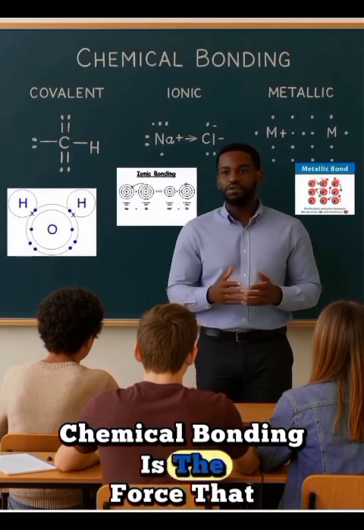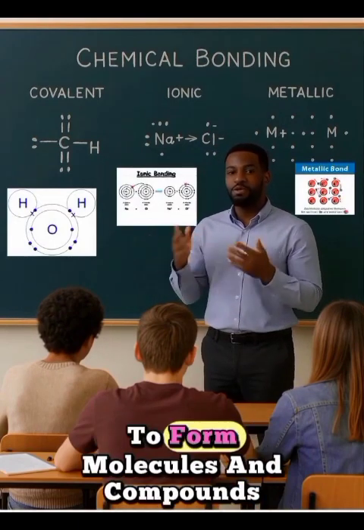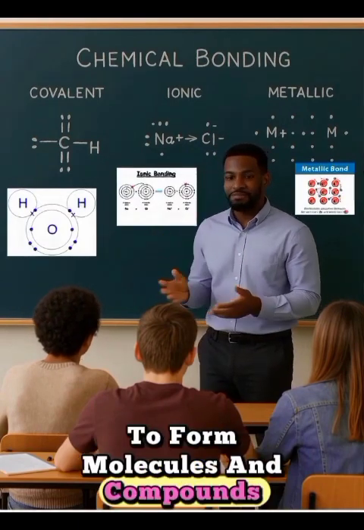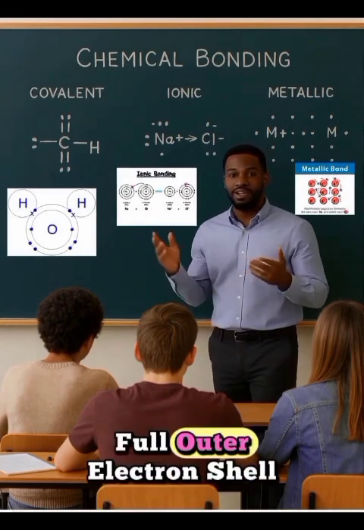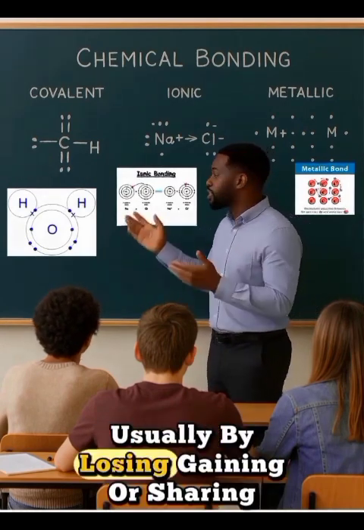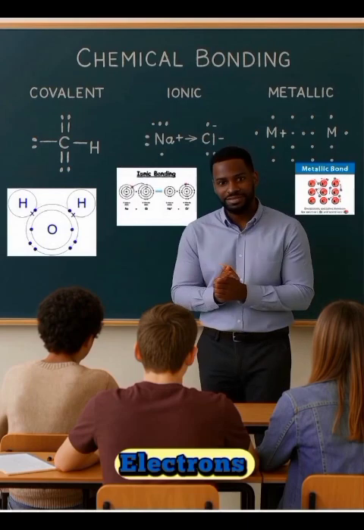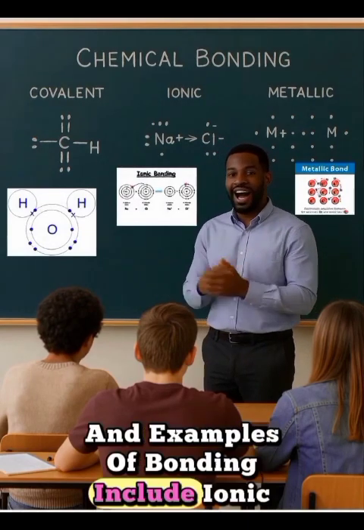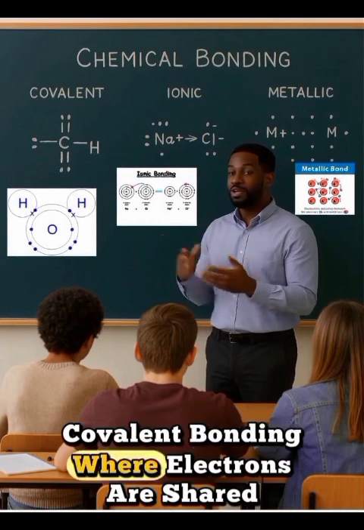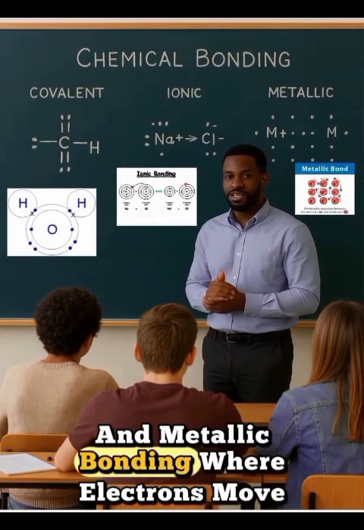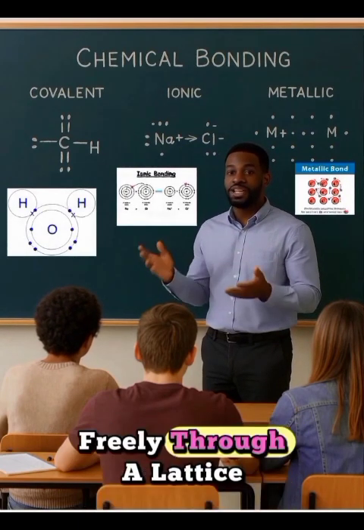Chemical bonding is the force that holds atoms together to form molecules and compounds, making all matter stable. Atoms form bonds to achieve a full outer electron shell, usually by losing, gaining, or sharing electrons. Examples of bonding include ionic bonding, where electrons are transferred, covalent bonding, where electrons are shared, and metallic bonding, where electrons move freely through a lattice.